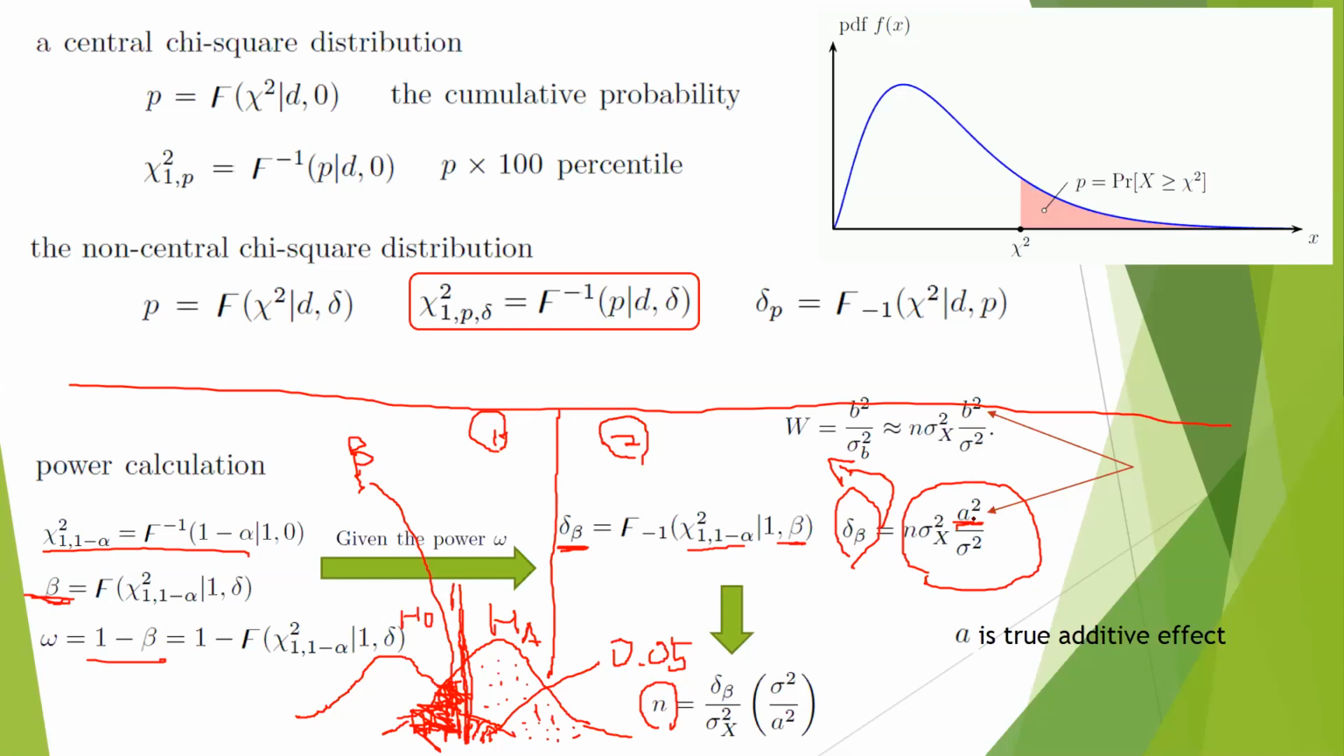Suppose we knew this. Only when we knew this can we calculate this, right? Otherwise, it's not doable. So given the known additive effect, the residual error variance, and the variance of the genotype variable, the only thing we do not know is the sample size. So if you rearrange this equation, you can solve for n using this. This is how we calculate the sample size.